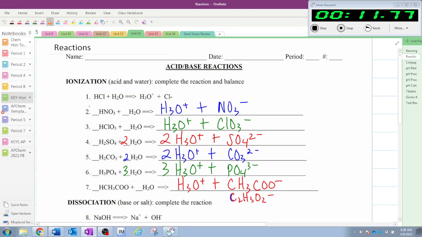So some people were putting coefficients up here. There will never be a coefficient in front of your acid in these equations. So it's the subscript of the hydrogen that helps you know other coefficients. Questions right now on the ionization section? A lot of students left off charges on those anions. Make sure you put those.